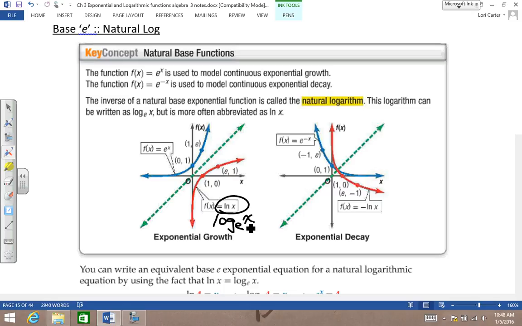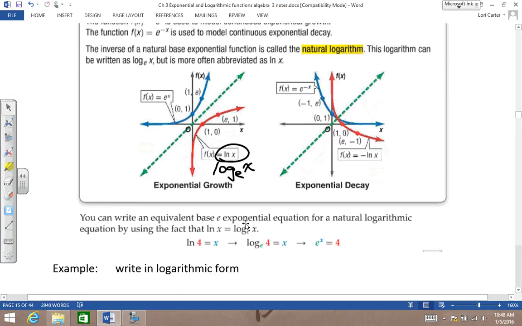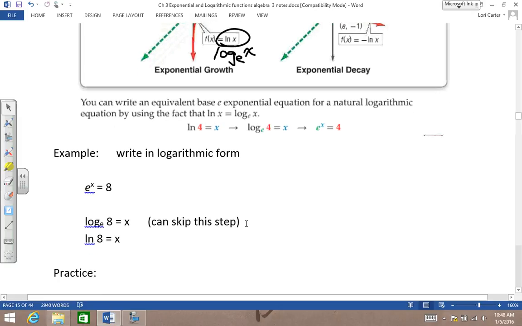That's it. So to get rid of it, if I have an e, the inverse is the ln, the natural log, on the calculator. So when I'm working them, I'm asking you to find the natural log of 4 equals x, and to write that as an e function. If I want you to write it as an e function, in my mind, I change the natural log to log base e, just so I can understand it, until you get good at it. Once you get good at it, you don't have to. So now you've got log base e of 4 equals x.